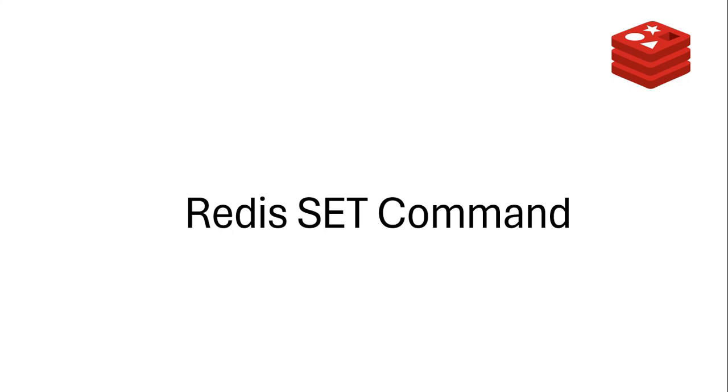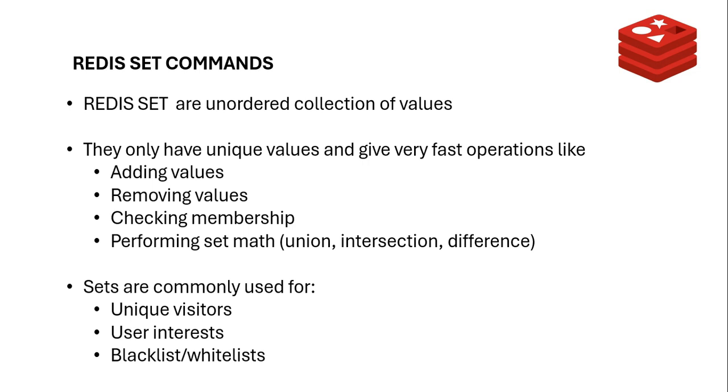Let's learn about the Redis Set command. A Redis set stores an unordered collection of values. As the name suggests, they have unique values and they are unordered. They give very fast operations like adding values, removing values, and checking whether the members are present in the set or not.